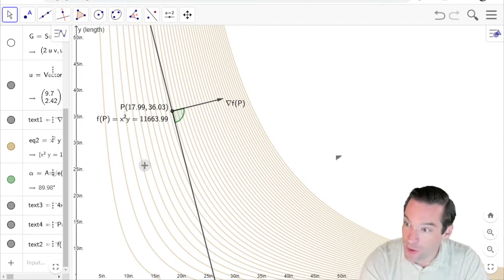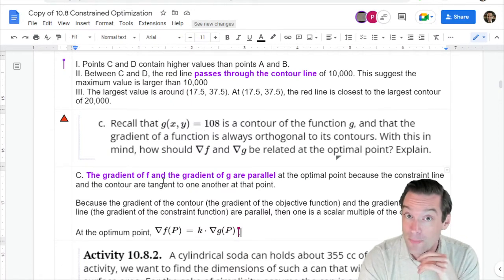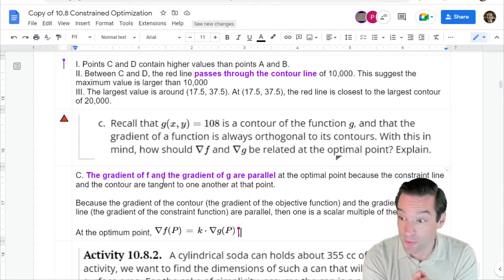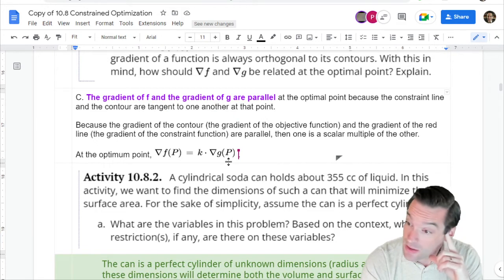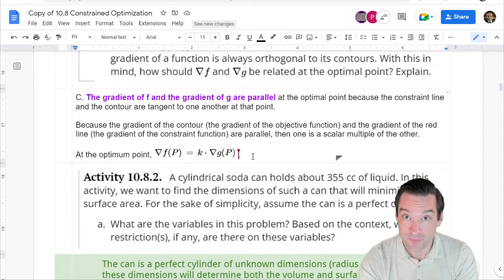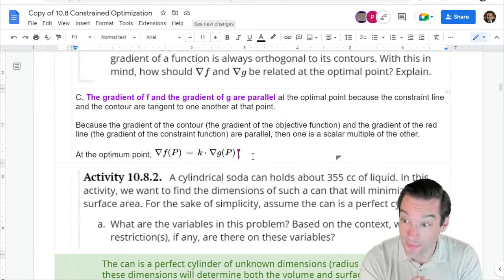So the gradient needs to be perpendicular to the constraint because the constraint and the contours of f are tangent. And as you correctly point out in your write-up, that must mean that the gradients of f and g are also parallel at that point, because each of the gradients of f and g are perpendicular to the contours of f and g. And so if the contours are tangent to one another, then the gradients are parallel to one another at that point. So at our optimum point, the gradient of f and the gradient of g need to be simply scalar multiples of one another. So one of them is k times the other one. And that gives us an algebraic criterion that we can use to try and solve for those optimum points.